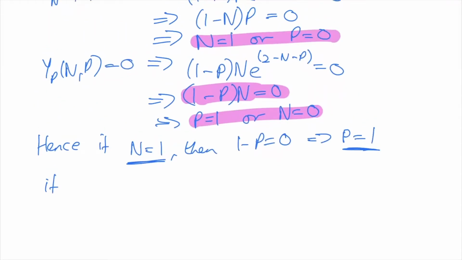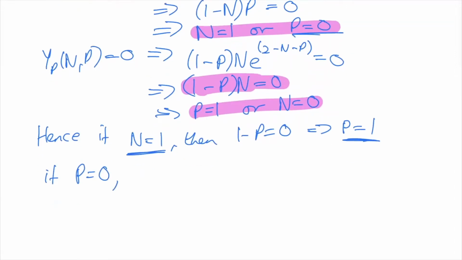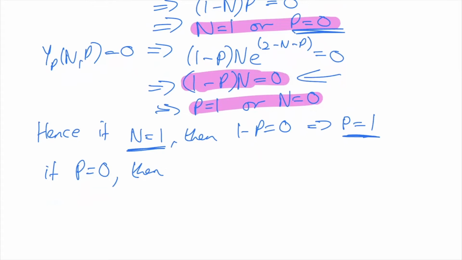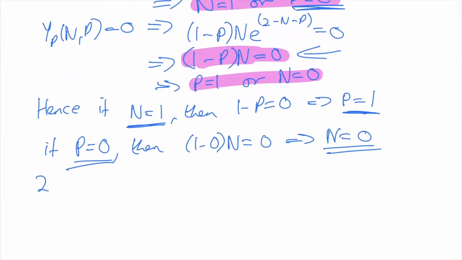Now let's consider the second point. So if p is equal to 0, this one here, then we're going to have 1 minus 0 when we substitute it into the second equation here. We're going to have 1 minus 0 times n must equal 0, which implies that n must equal 0. So p being equal to 0 implies that n is equal to 0. So that means we have 2 critical points, (0, 0) and (1, 1).